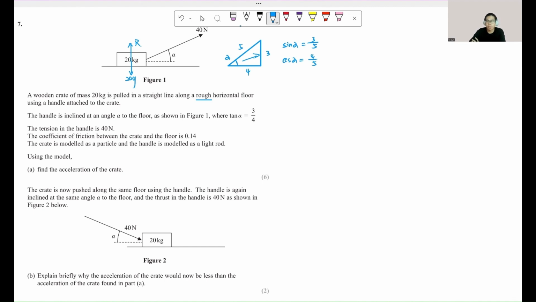You can work out the angle using tan inverse and substitute. Both work. This will give us the exact value. Sometimes when you work out the angle, you won't get an exact value. That's why I always do this.